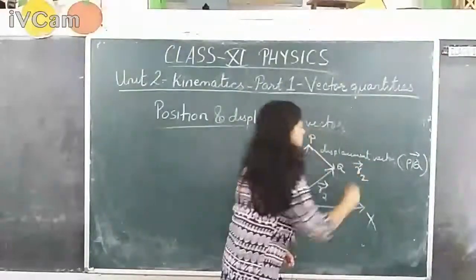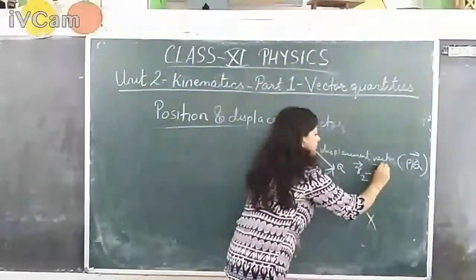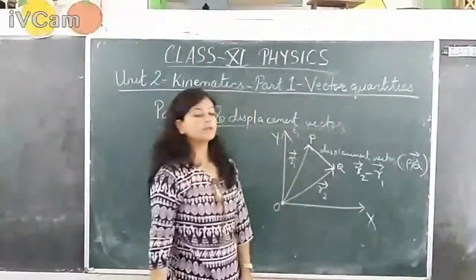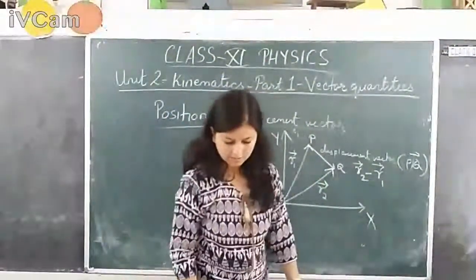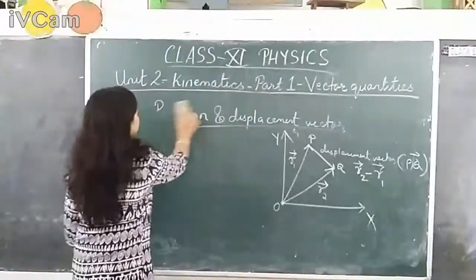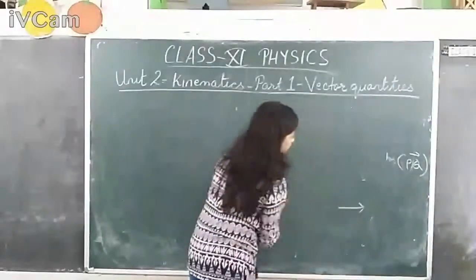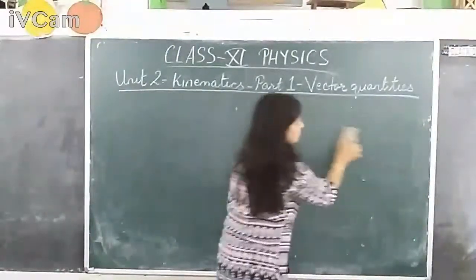And displacement vector, we just subtract initial position. This is how you denote the displacement vector. Okay. Now that is all about position and displacement. We will move on to the addition of vector.